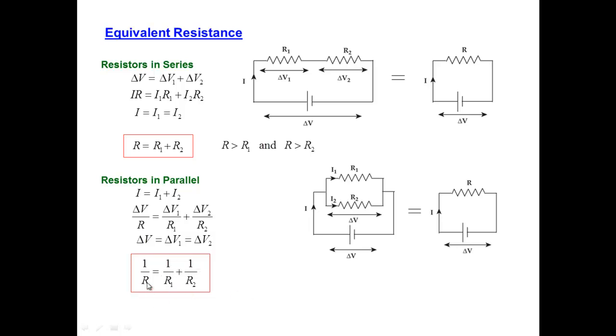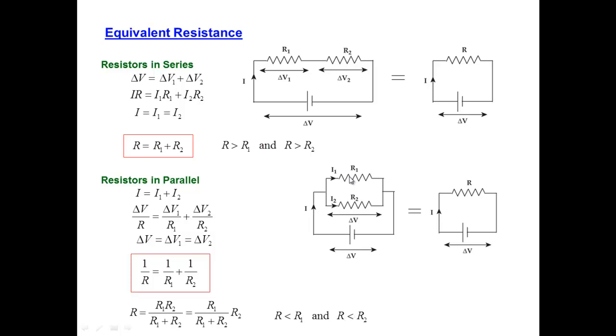If I wanted to solve for R, it's not a very elegant looking equation, but if I solve for R, I get that R is R1 over R1 plus R2 times R2. And what this means, you can see, is that the term R1 over R1 plus R2 is always a fraction less than 1, and so therefore the equivalent resistance will always be a value that is less than either R1 or R2.